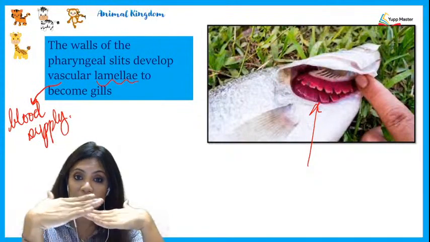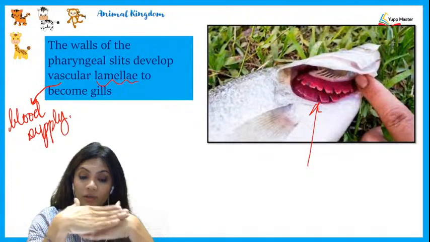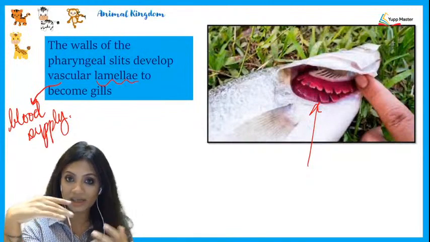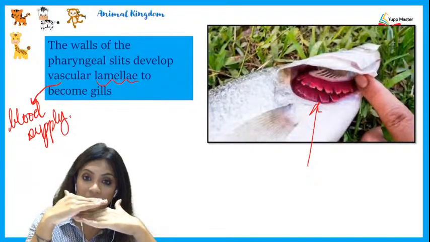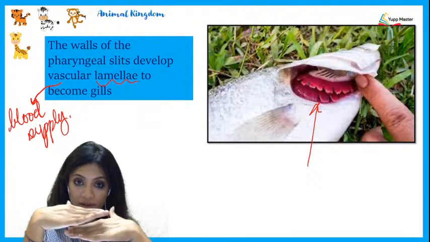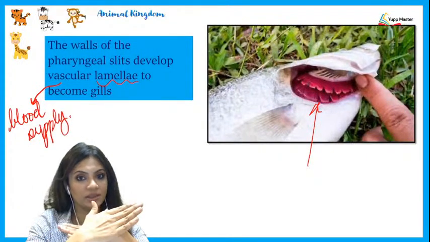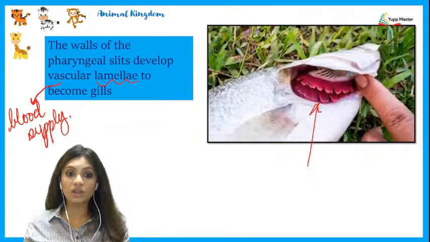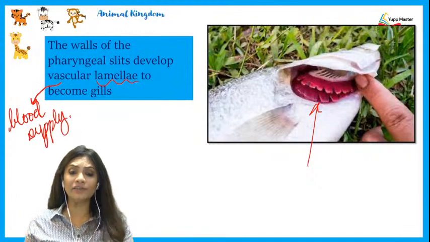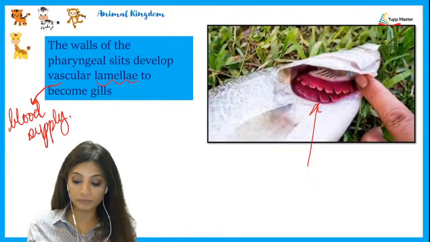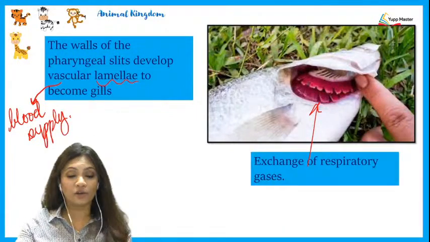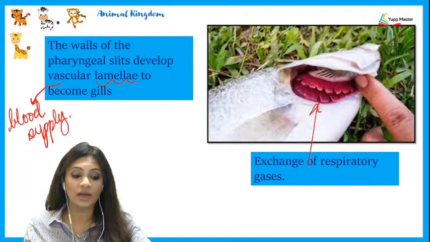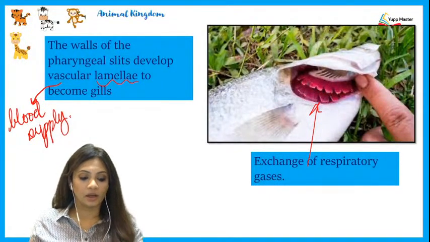This actually helps in creating a counter current. Why am I calling it counter current? Current basically means it is flowing. Counter current because these are two fluids near each other, water and blood, and they are flowing in opposite directions. So that's why I can call this a counter current mechanism. So the walls of the pharyngeal slits develop the vascular lamellae to become gills, and these gills are strictly responsible for exchange of respiratory gases. All right, let's continue.